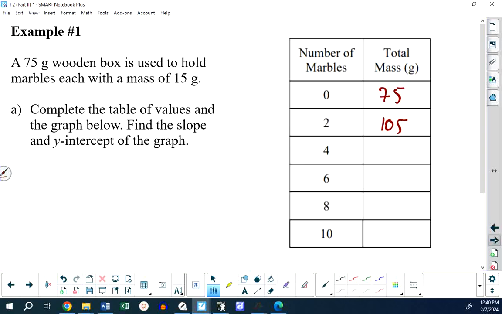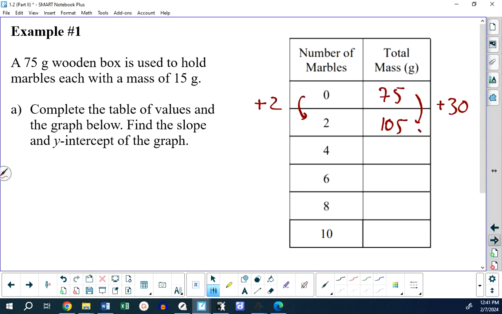And I think you're getting to know me as a teacher here. It's not just about doing the math and the numbers, it's about understanding it. Alexa, can you tell us why this went up 30 grams? Right, because we've added 2 marbles. Right? It isn't just numbers, they mean something.